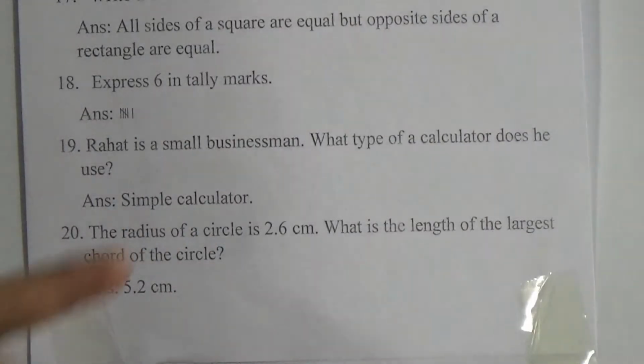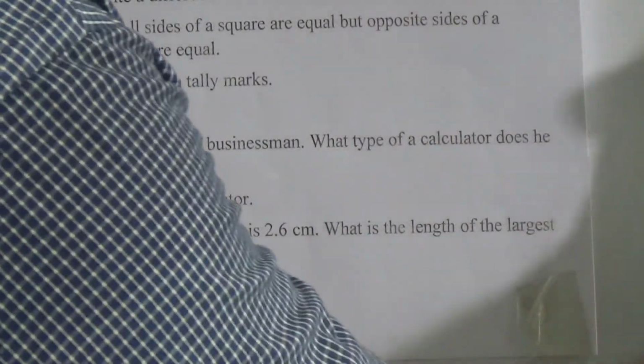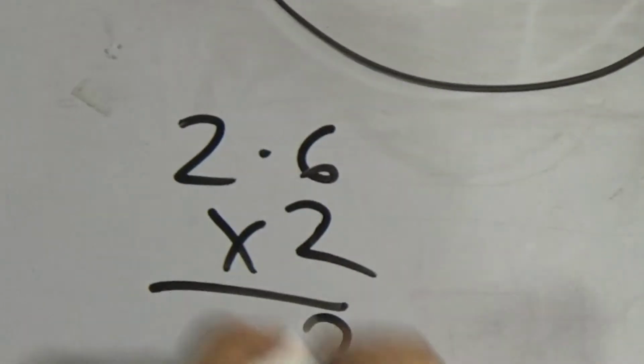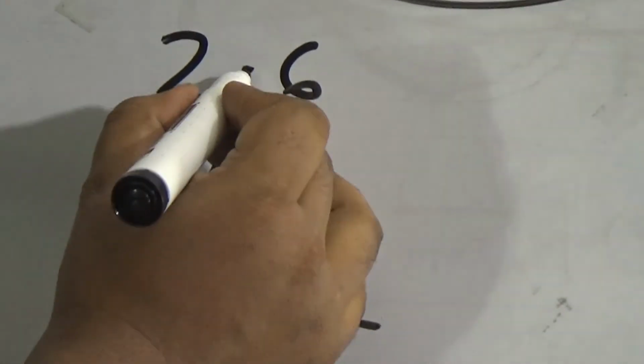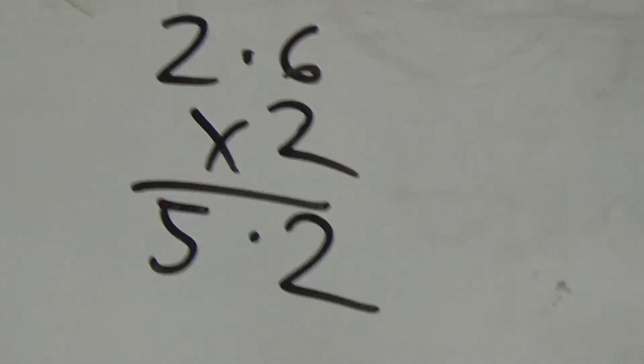So we multiply 2.6 by 2. 2 sixes are 12, 2 twos are 4, 5. After the point there is one digit, so we write the point here. So 5.2 centimeters is the answer.